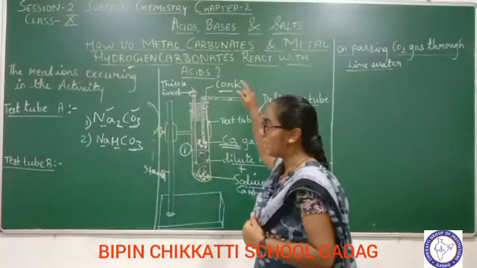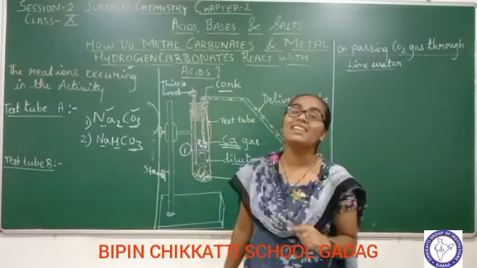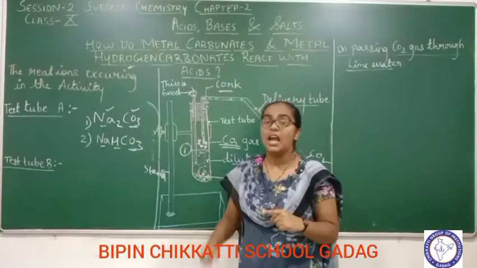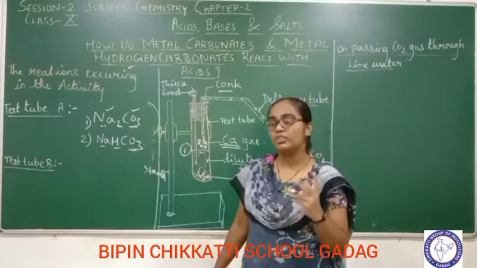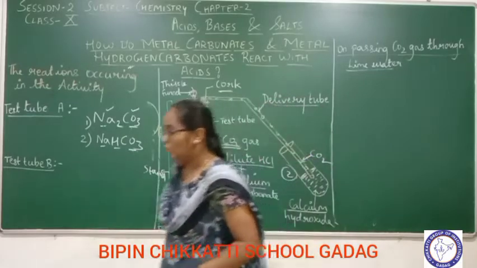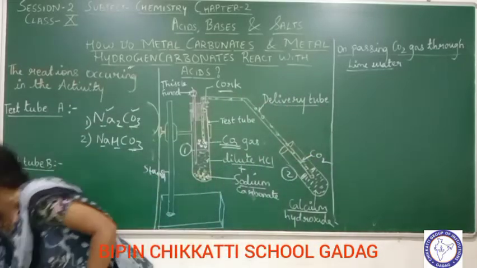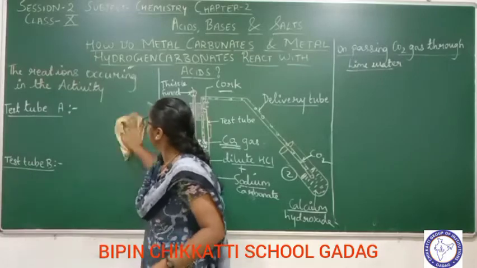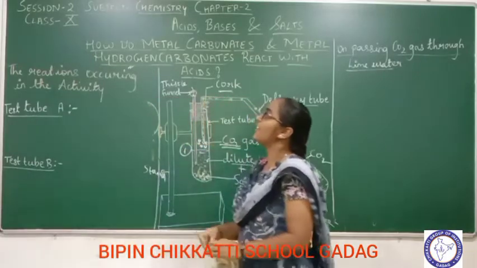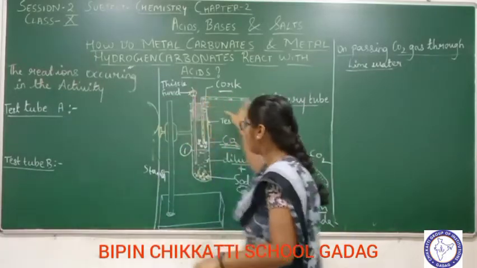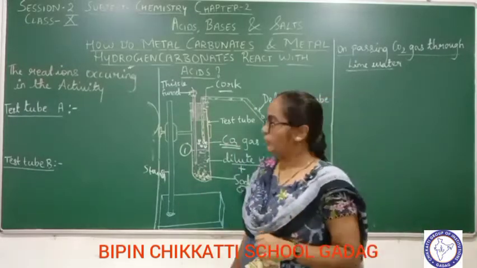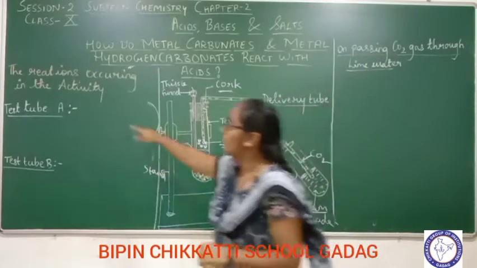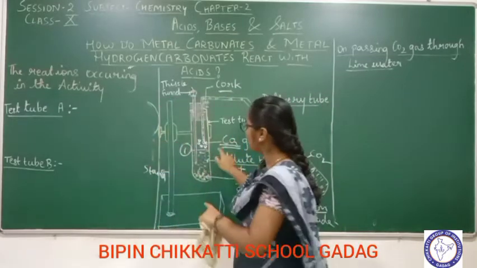Whatever reaction is happening over here, we should analyze what reaction is taking place and how it should be represented in the form of an equation. Then only will you understand in more detail, right? So here we should understand the reaction occurring in this activity, which has to be represented in equation form. Now here is test tube A.